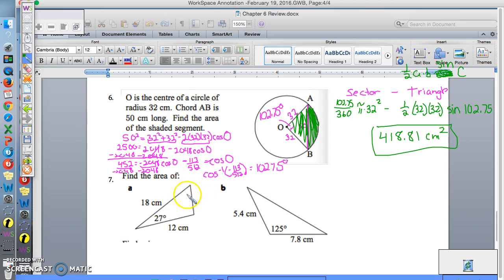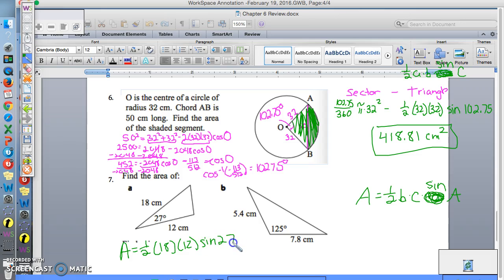So these next two are area ones, and again, our area formula is 1/2 two sides times the sine of our included angle. So our area is 1/2 times 18 times 12 times the sine of 27. You should get about 49 centimeters squared. So this one, again, we have the two sides and the included angle. So 1/2 times 5.4 times 7.8 times the sine of 125, and you should get 17.25 centimeters squared.